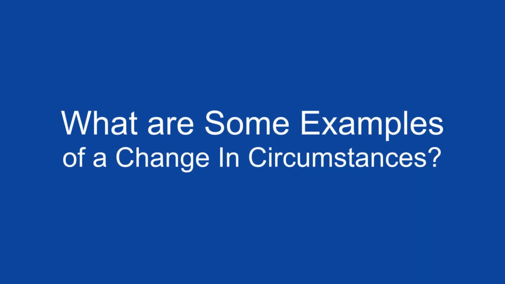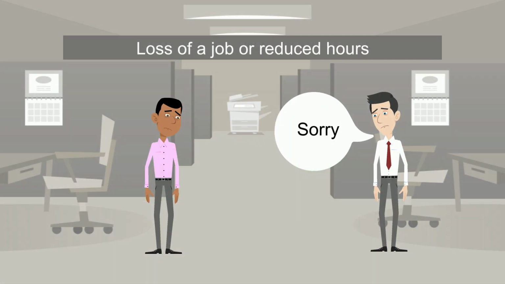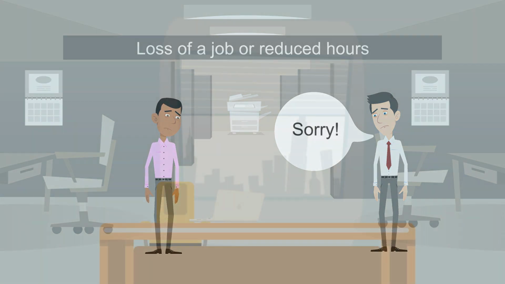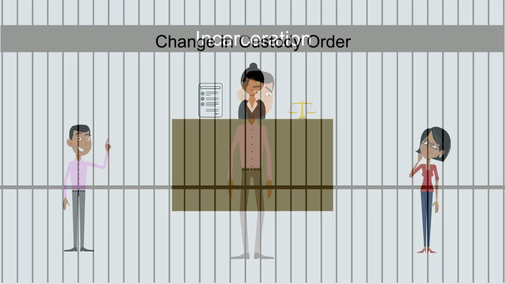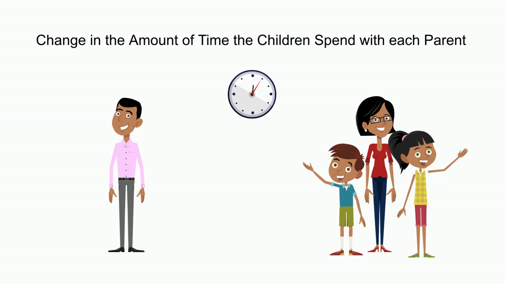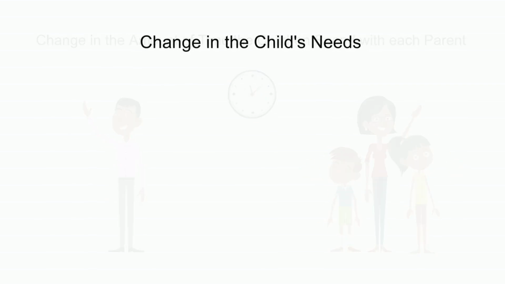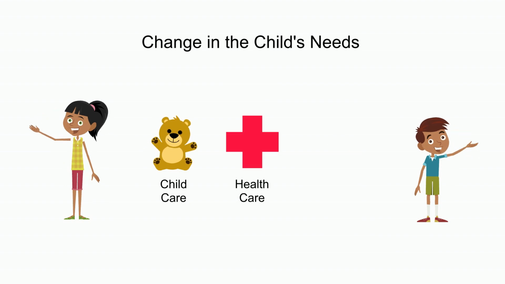What are some examples of a change in circumstances? Significant change in one or both parents' income, loss of a job or reduced hours, a promotion, increase in pay, incarceration, change in custody order, change in the amount of time the child or children spend with each parent, change in the child's needs. For example, childcare, healthcare, education.